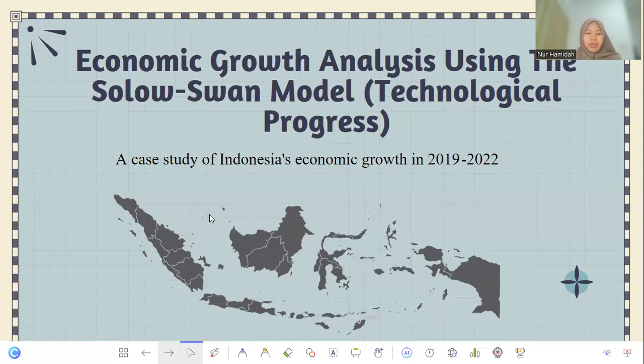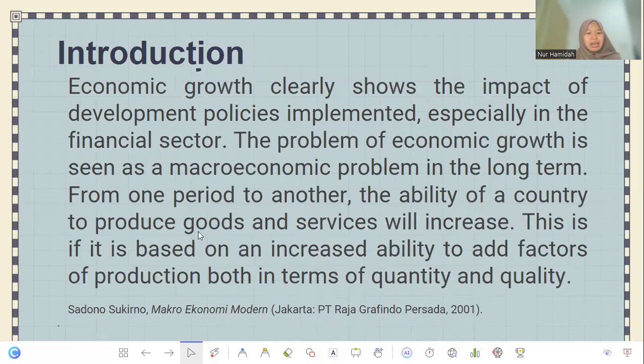For the first, I want to tell you about the introduction. Economic growth clearly shows the impact of development policies implemented, especially in the financial sector. The problem of economic growth is seen as a macroeconomic problem in the long term. From one period to another, the ability of a country to produce goods and services will increase. This is based on an increased ability to add factors of production, both in terms of quantity and quality.